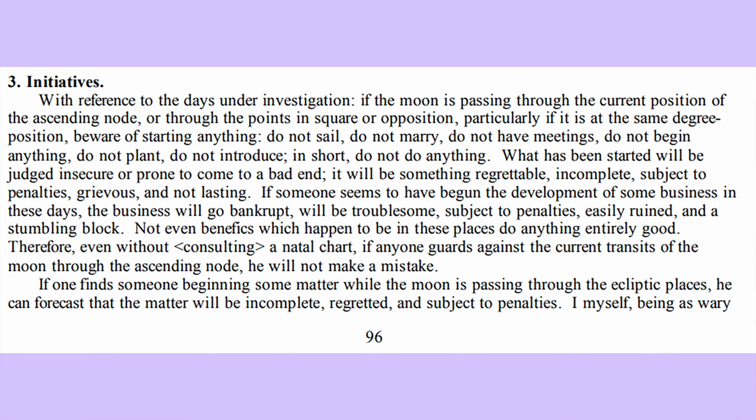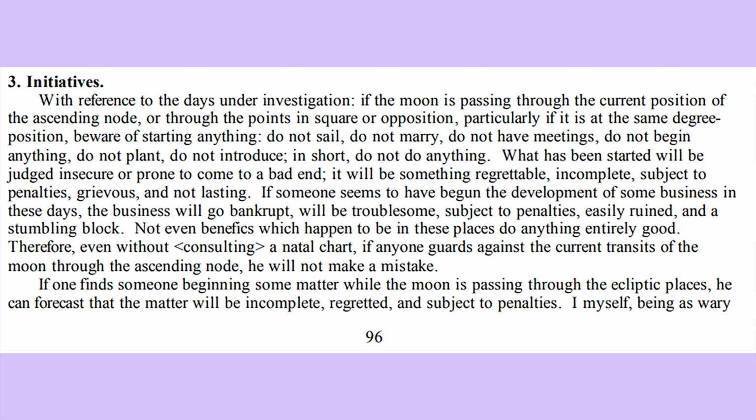So his notion is that when the moon is angular to those nodes, he says it here higher up in this passage, if the moon is passing through the current position of the ascending node or through the points in square or opposition, particularly if it is at the same degree position, beware of starting anything. So he's talking about exact conjunctions to either the north node or south node, or to the north bending and south bending. Those are the points that are exactly square the lunar nodes.